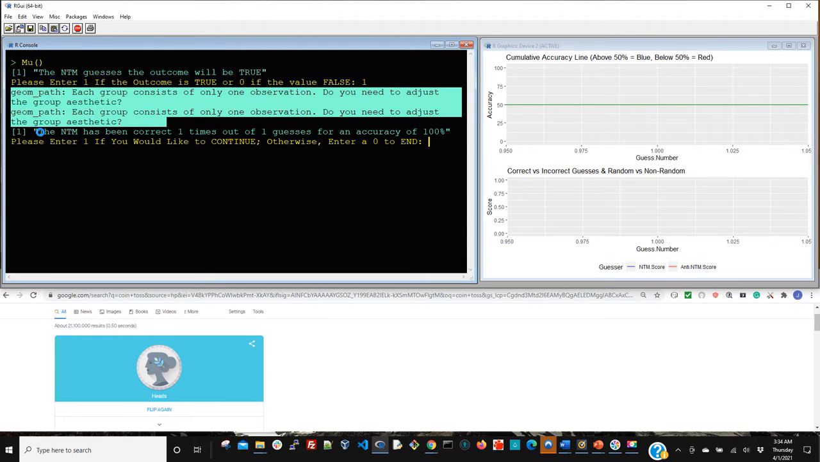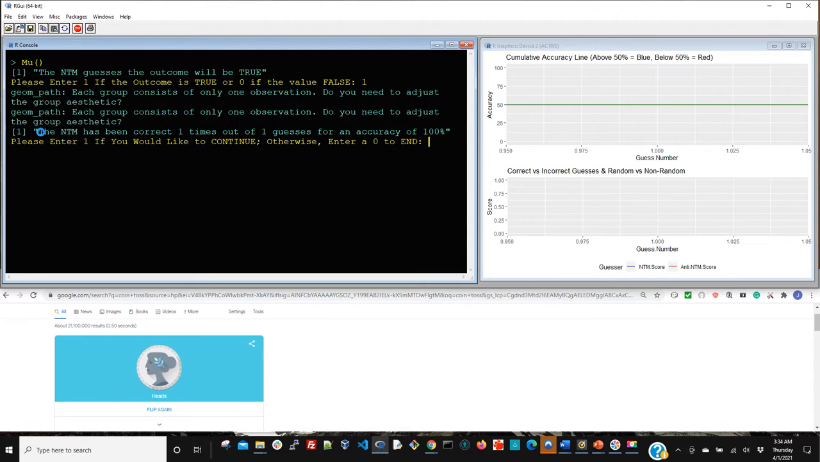But anyway, what it's now saying is the NTM has been correct 1 time out of 1 guesses for an accuracy of 100%. And so what you see here is the NTM guessed heads. It came up heads. We told it that it was heads, and it's asking us if we want to make another guess. We enter 1 to say yes. And it's now guessing that the outcome of the next coin toss will be false, or tails. So we will flip again.